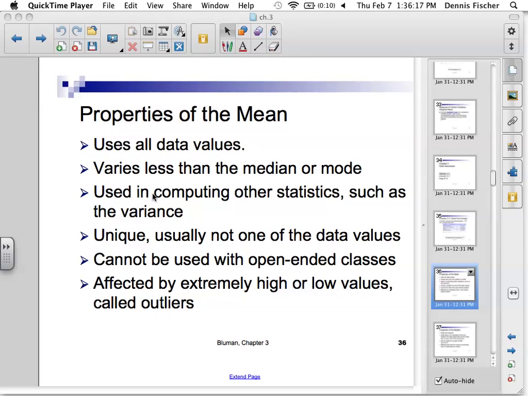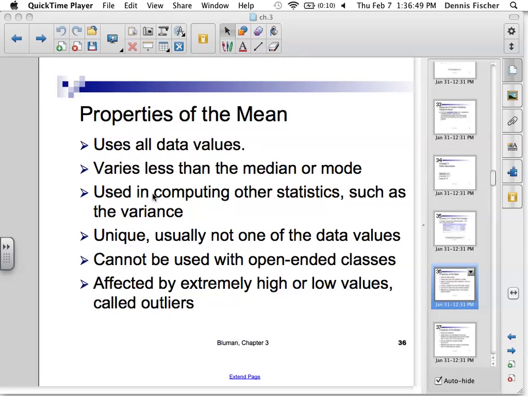We'll talk about the formulas as you go too here. Let's talk about this and I'll show you how to do it in the calculator. Properties of the mean, you know this, it uses all data values, all the values in this range. Varies less than the median and mode. You know, the median and mode can vary a lot as you go through here. Used in computing other statistics such as variance. Median and mode are not used very often, besides finding the middle value. Mean is used in many other formulas. So that's probably one of the most unique things about this.